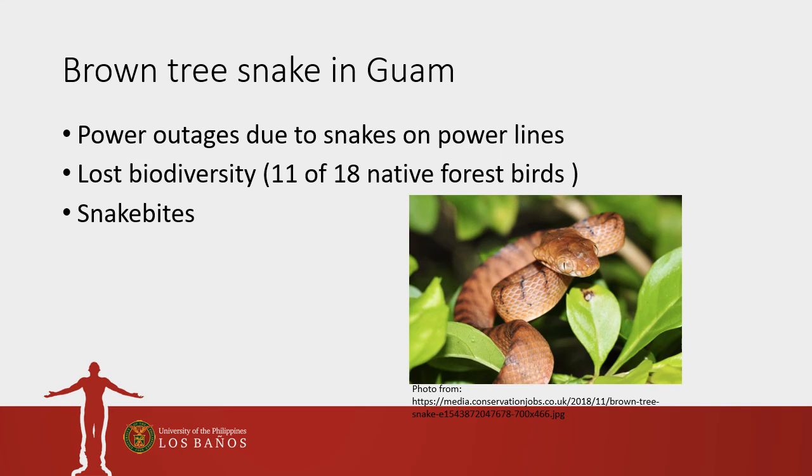Although densities have declined dramatically since then to an average of 10 to 20 snakes per hectare, damages persist in the form of power outages due to snakes on power lines, lost biodiversity, so 11 of 18 native forest birds, and medical visits resulting from snake bites, mostly to young children.